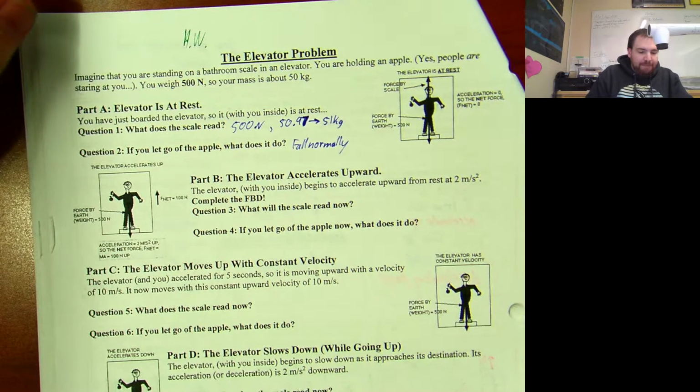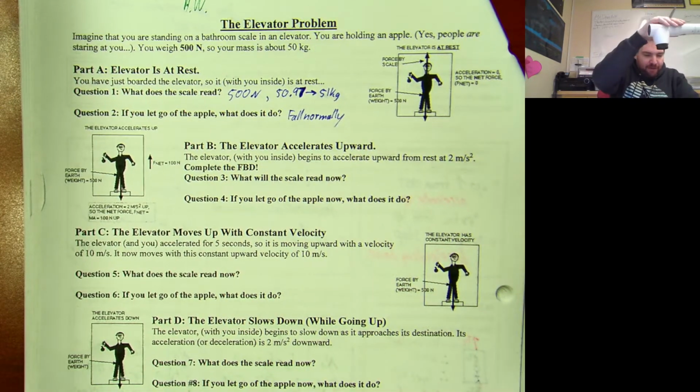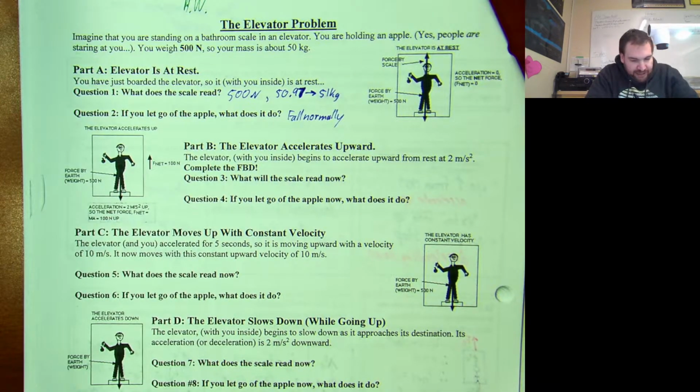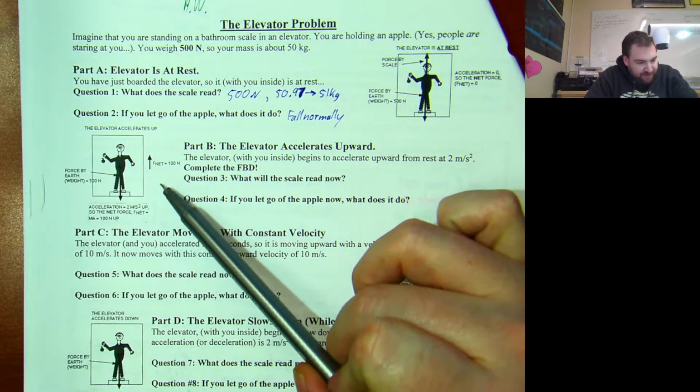Cool. Part B, now you're accelerating upward in the elevator. What's the scale going to read as you accelerate upwards from rest at 2 meters per second squared? It'll be heavier. Do you know specifically how much heavier? I said 61.22 kilograms. Okay, if you look at the picture over here on the left, they actually give us a fair bit of information here.